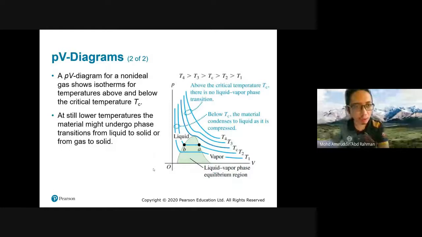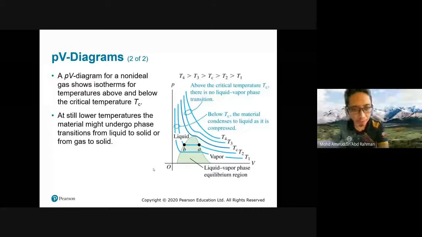Okay, so for the non-ideal gas, we can see that the temperature is not really giving you the inverse relationship between P and V. We can see that there is a little bit of change over there. At a certain area, when there is a liquid inside the gas, the temperature there will be constant. You can see over here that the temperature is actually constant from point B to A.